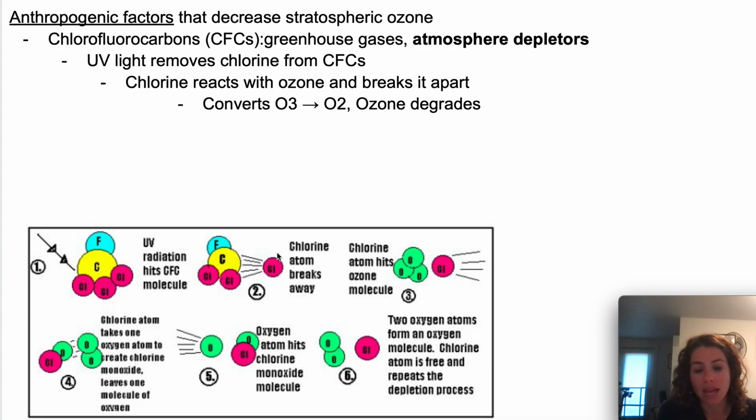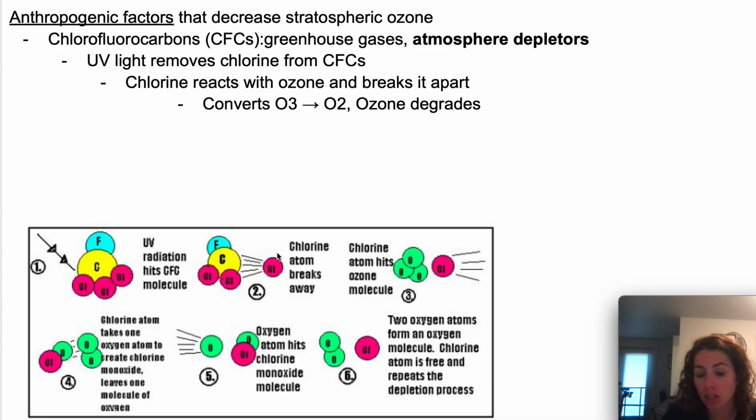What CFCs do is they insert themselves into that reaction that I just showed. Naturally UV radiation hits that ozone, it separates, and then naturally it forms back together, and that reaction can happen over and over again, so UV keeps being absorbed by ozone. But if there are CFCs that have been released and they're in the stratosphere, that UV light is going to hit the CFCs as well. And when the UV light hits the CFCs, one of those chlorines is going to pop off of the CFC, and then it's going to bind to that ozone molecule, and it breaks it apart so that you don't have ozone.